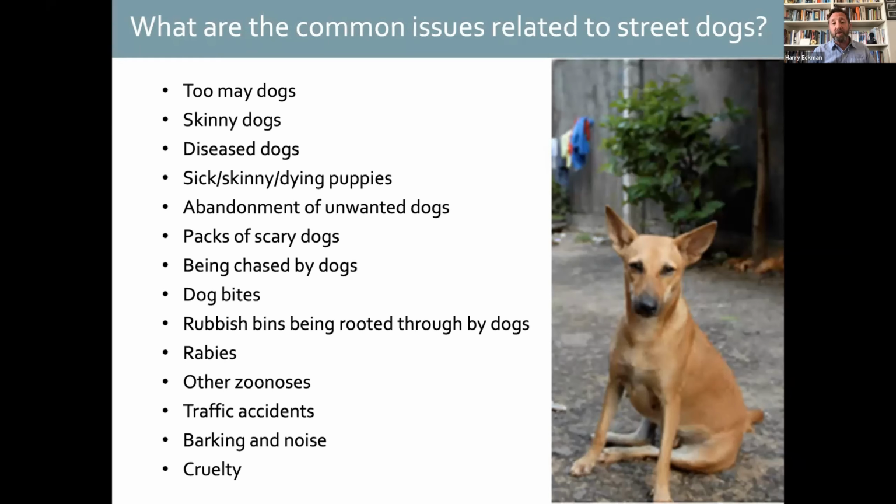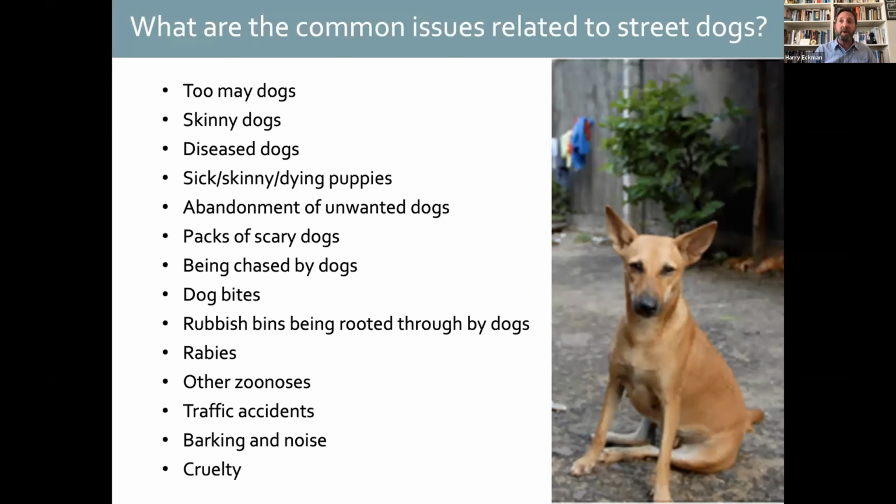There might be packs of dogs and people worried about being chased by dogs, and that in turn causes them to be worried about dog bites. Are there trash bins that are being overturned and causing a nuisance, causing a mess, maybe causing a public health hazard? Rabies is obviously hugely important and a great fear when you're talking about stray dogs. Other zoonotic diseases, transferable diseases, are also a concern. Road traffic accidents or barking and noise. And then there's cruelty as well.